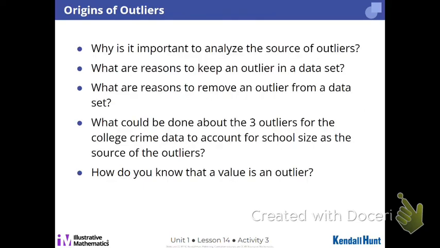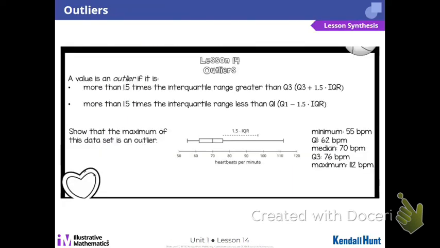So, we kind of already talked about all those things. Here is your lesson summary. What I want you to do, there's almost nothing to do. I want you to make sure that you can get that 1.5 times IQR to get you this value here, okay? So make sure you do your 1.5 times IQR to make sure that works out to match up with your box plot there.